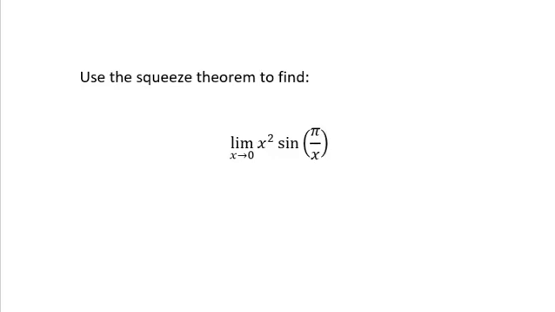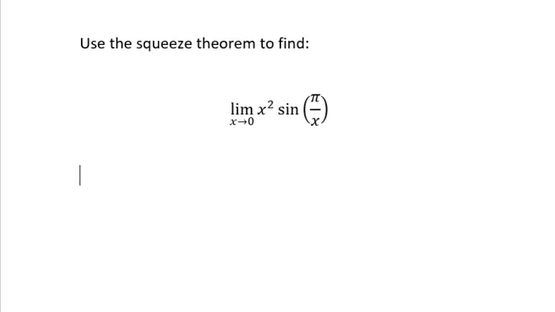Okay, so let's solve the following problem, which states: use the squeeze theorem to find the limit as x approaches 0 of x squared sine pi divided into x. Okay, so squeeze theorem. What does the squeeze theorem consist of, or how does it work?